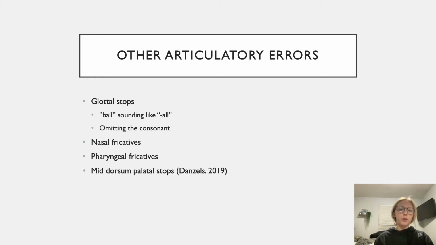Some other articulatory errors can be glottal stops, which are formed by a pop of air when a child forces their vocal folds together. An example is ball sounding like all due to the omission of a consonant. Next is a nasal fricative, which is formed by directing a stream of air through the nasal cavity instead of the oral cavity. Pharyngeal fricatives are formed by pressing the base of the tongue against the back of the throat and releasing a stream of air for speech.